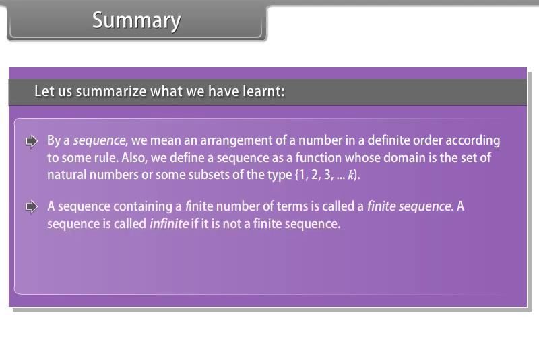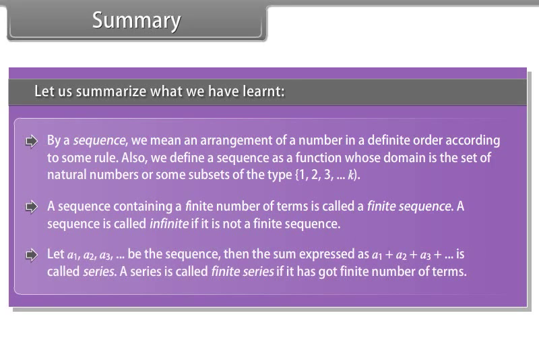A sequence containing a finite number of terms is called a finite sequence. A sequence is called infinite if it is not a finite sequence. Let A1, A2, A3 and so on be a sequence, then the sum expressed as A1 plus A2 plus A3 plus and so on is called a series. A series is called a finite series if it has a finite number of terms.